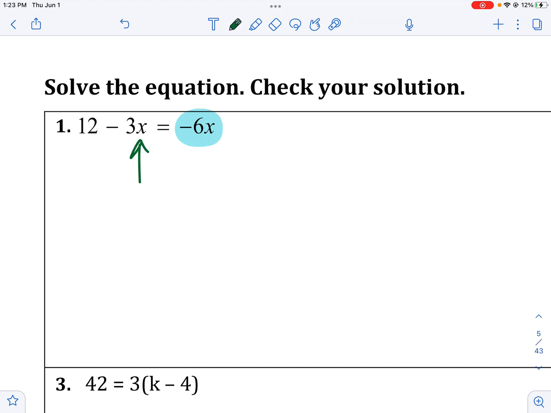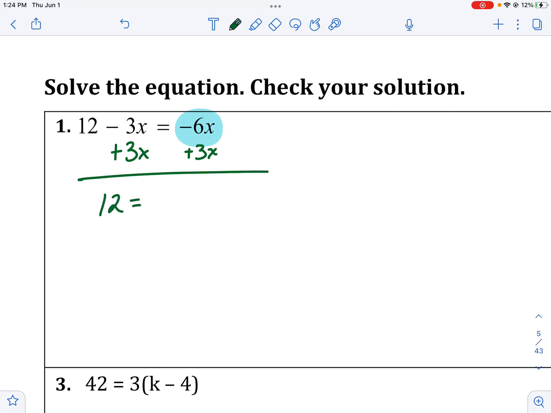So here, this one is not isolated. It has another term with it, in this case a 12. So I'm going to do the inverse or opposite operation to move this to the other side of the equal sign. I didn't move that negative 6x because it was isolated. It's by itself, so why move it?